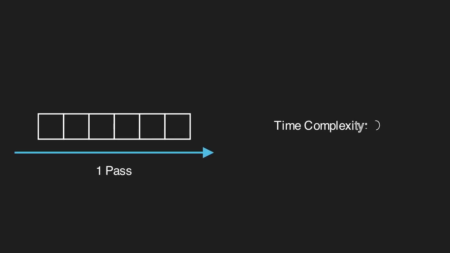Let's analyze the time complexity of this solution. We iterate through the given array, nums, exactly one time using a single loop. Inside the loop, we only perform basic arithmetic operations and condition checks, which all run in constant time. Therefore, for an array of length n, the overall time complexity is big O of n, making it highly efficient.